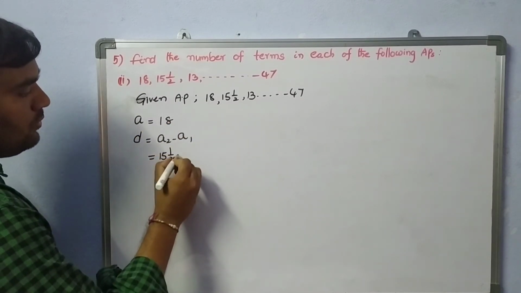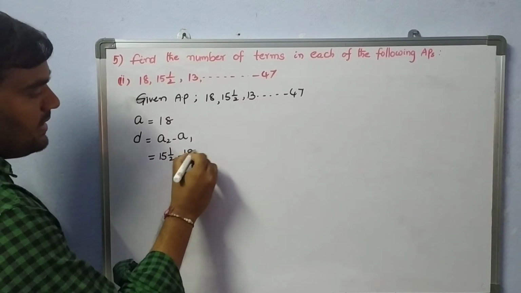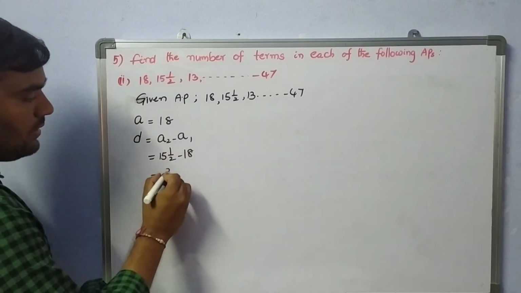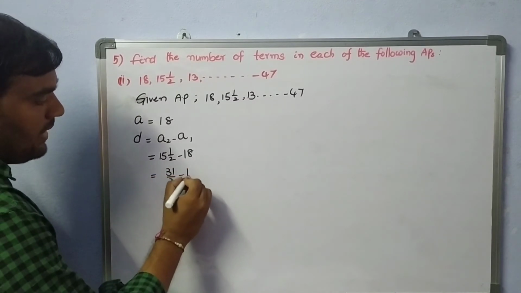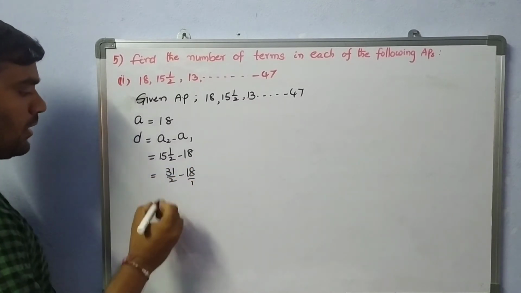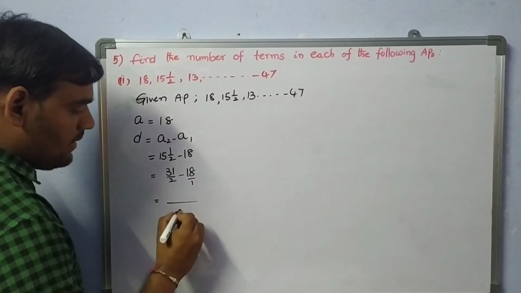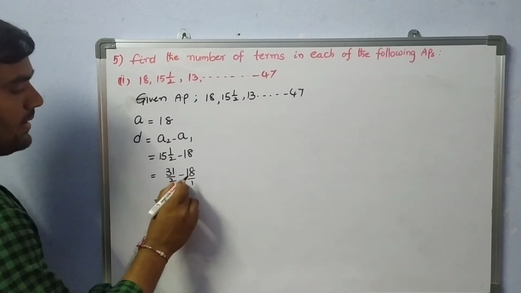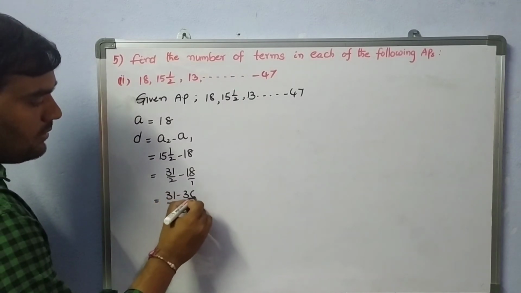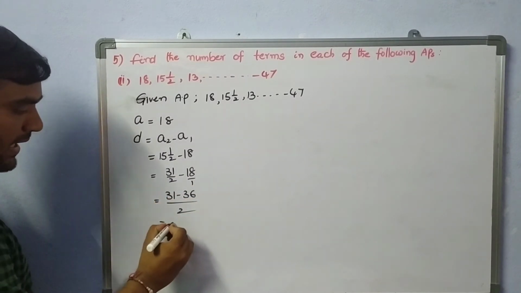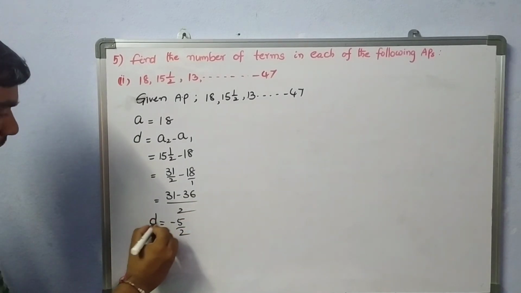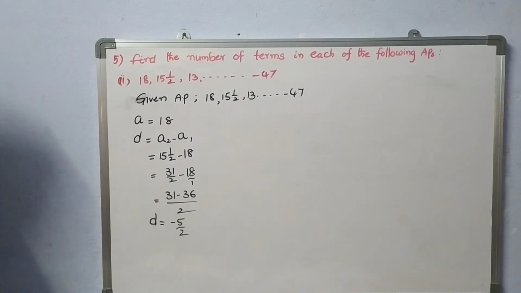Now, its value: 15 2s are 30, 30 plus 1, 31 by 2, minus 18. Now take the LCM. When you take the LCM, you will get 2. So here 31 minus 18 2s are 36. So minus 5 by 2 is the common difference d. d is equal to minus 5 by 2.